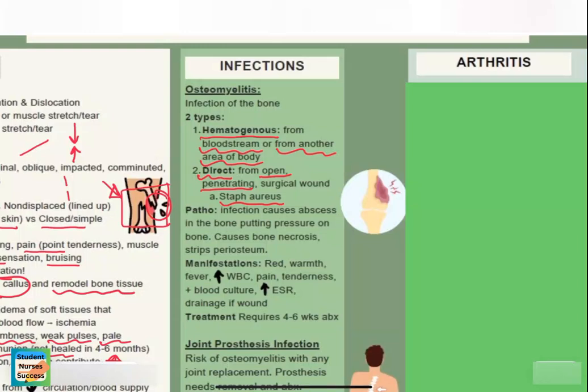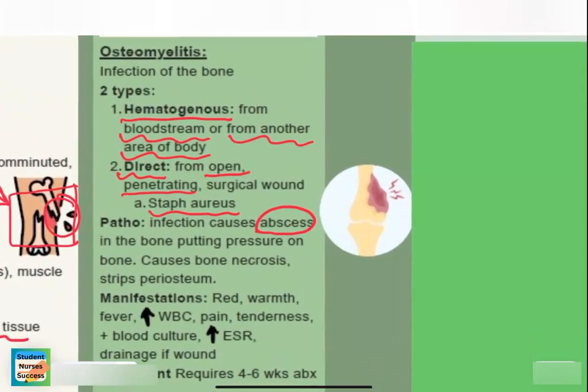So let's talk a little bit about the patho behind what goes on in osteomyelitis. Once you get bacteria growing inside the bone, it's kind of a closed area. And so pressure starts to really increase, and you get an abscess that forms, or a pocket of infection. And we've got a little picture here where we had this infection and then this pocket of infection develops.